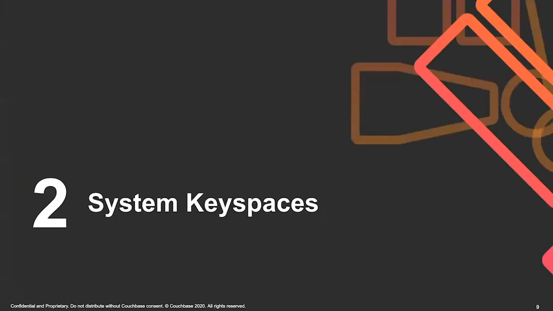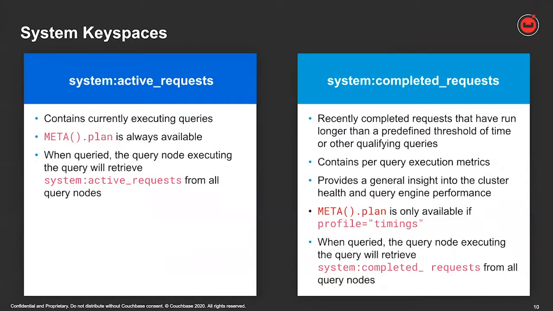There are many different Keyspaces available to us in Couchbase Server. For this particular session, we're going to focus on two of those, which is system completed request. This Keyspace holds all actively executing or currently executing queries and their plans. And then we have system completed requests. This Keyspace stores any requests that have run longer than a specified period of time or qualify for additional logging. These records not only contain the query that was executed, but also per execution metrics and timings. This can give you an idea of individual query performance, node health, overall cluster health, and performance.